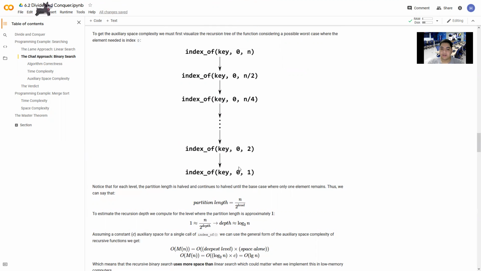You can notice here that at level 0, the n term is divided by 2 to the 0. At our first level, the n term is divided by 2 to the 1. And at level 2, we have n divided by 2 to the 2. So actually the length of the partition can be determined by n over 2 to the level.